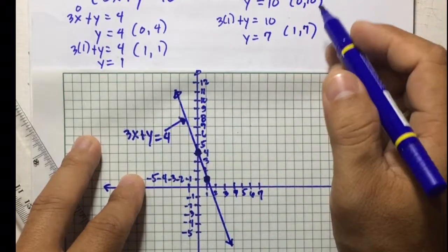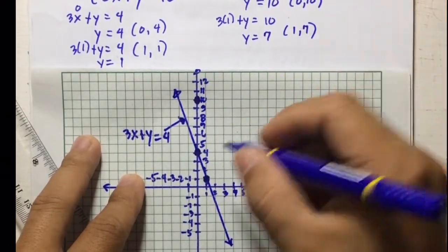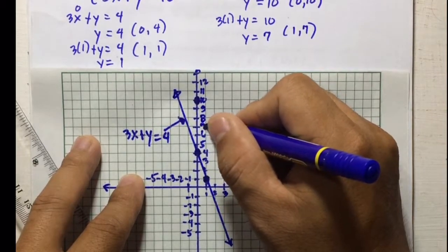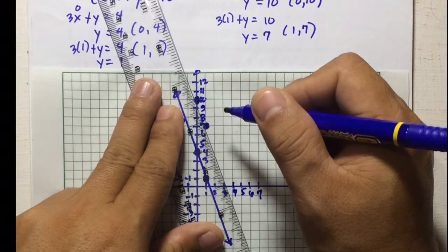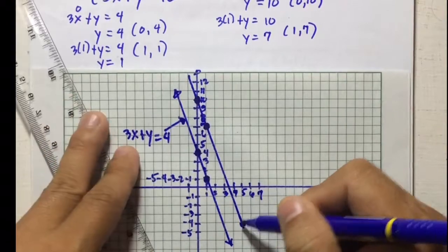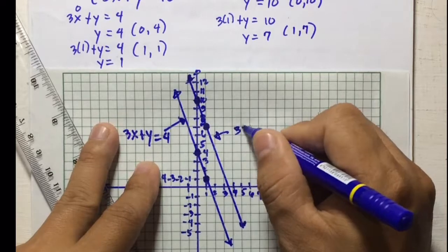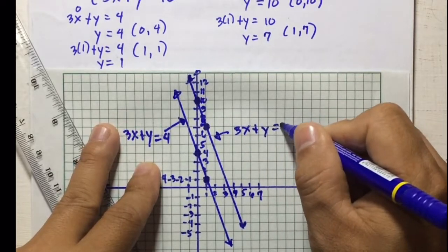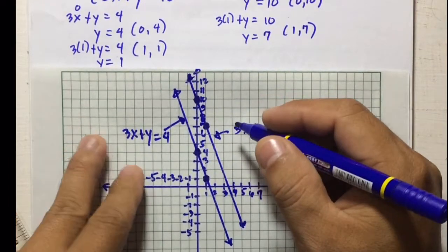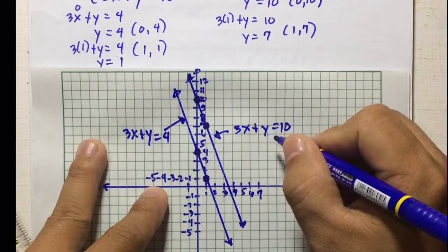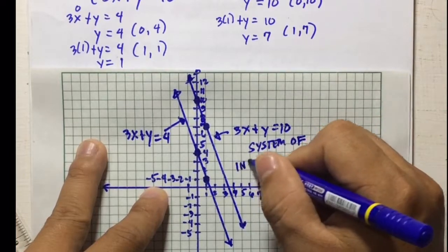Then the second equation, we have 0, 10. So 0, 10. Then second point is 1, 7. 1, 7. Then connect. So this will be the graph of the line 3x plus y equals 10. Now if we're going to look at the graph here, the two lines are parallel, meaning this one is called a system of inconsistent equations.